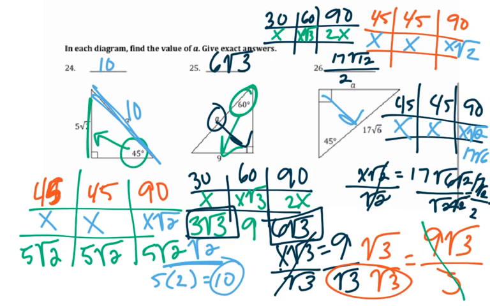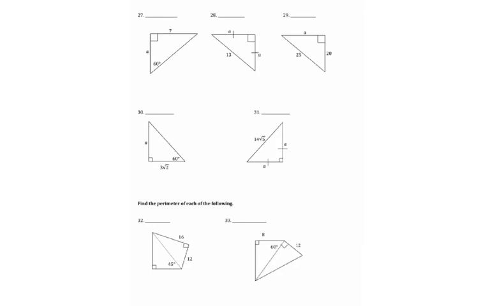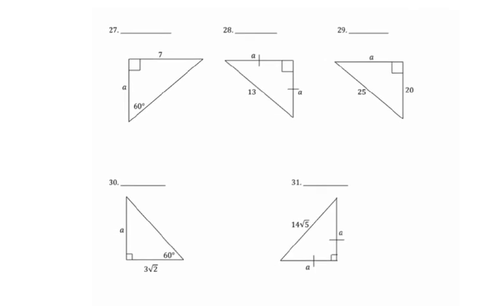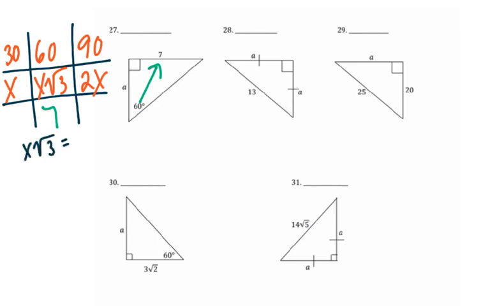Okay, let's flip one last page. Whole page of special right triangles. 27. 30, 60, 90, x, x root 3, 2x. We have a side across the 60. It's the number 7. So I make an equation. x root 3 equals 7. I get x by itself by dividing by root 3.